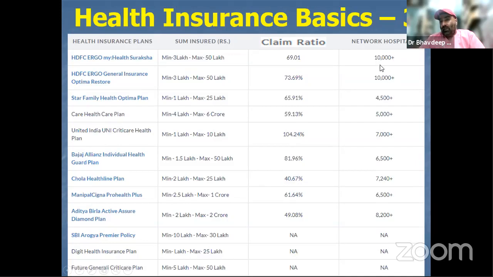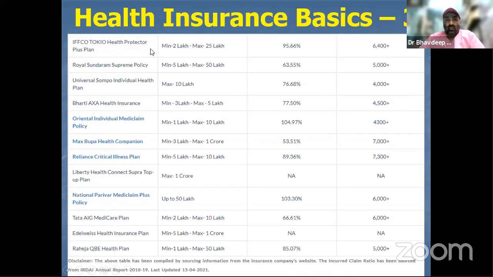Again, 10,000 plus network hospitals, 10,000, 4,500, 5,000, 7,000. This is also sold as a differentiator. So freeze it and check out the data yourself. Then for other policies, IFFCO Tokio, Royal Sundaram, Universal Sompo, Bharti AXA, all those numbers are there. Reliance is now Nippon, Critical Illness, Max Bupa, Liberty Health, National Parivar Mediclaim, Tata AIG, Edelweiss Healthcare, Raheja QBE Healthcare plan. This was last updated on 15th of April 2021. So this is the latest data.